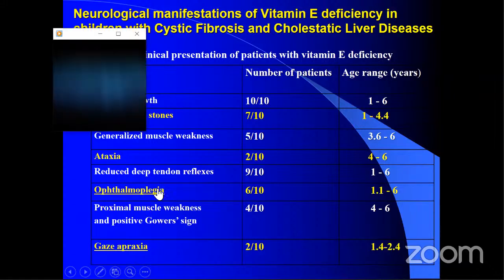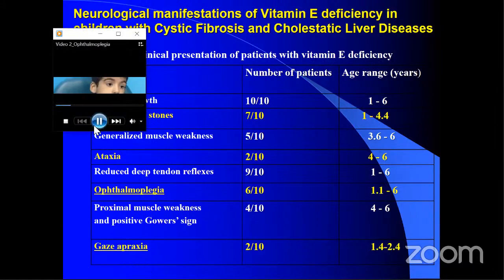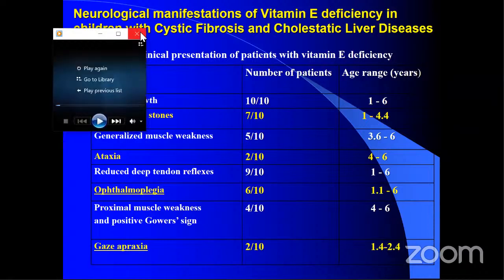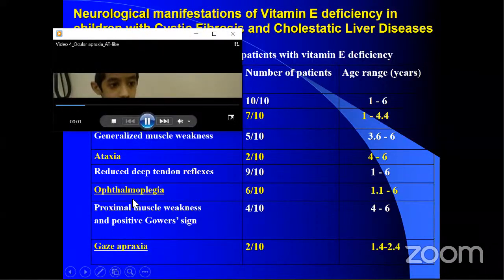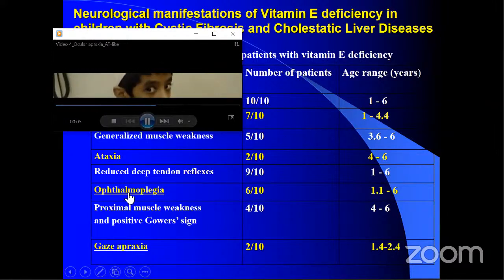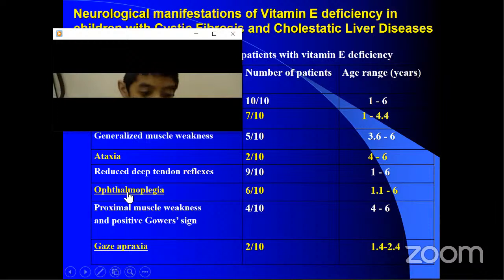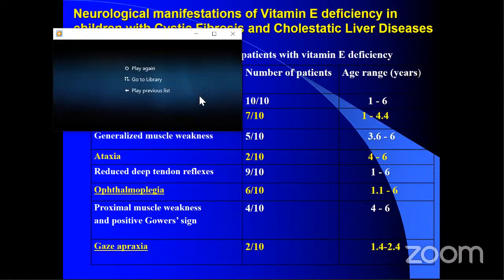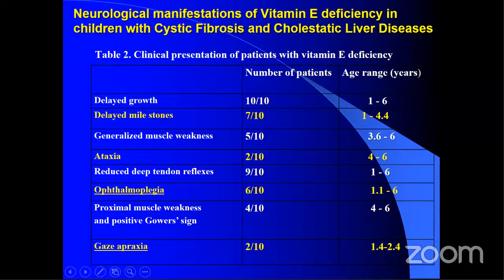To differentiate, ophthalmoplegia looks like this one. If you ask the child to follow, he cannot move the eyes either side to side or up and down. They are frozen. The gaze apraxia looks like this one. You ask the child to look to one side and the other. The head moves to one side first, and then the eyes will follow. This is called ocular apraxia.